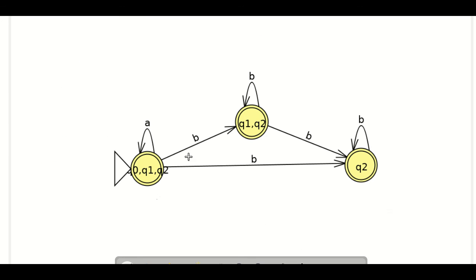So after removing all the epsilon transitions, the NFA looks like this. From the initial state Q0, Q1, Q2, on A we remain in the same state. On B we go to the state Q1, Q2. From Q1, Q2 there is no transition for the input symbol A, but on B there are two transitions. And from Q2 there is no transition on input symbol A, and on B it remains in Q2.